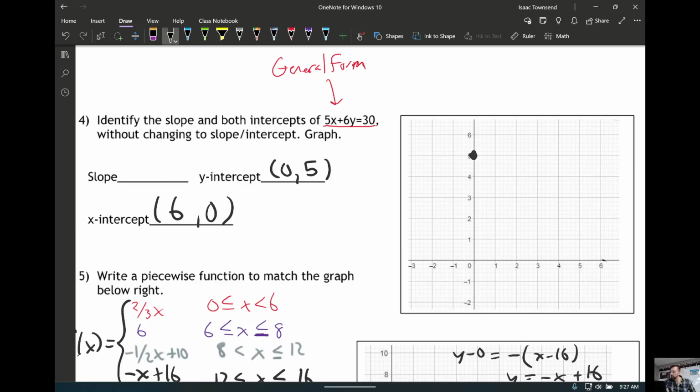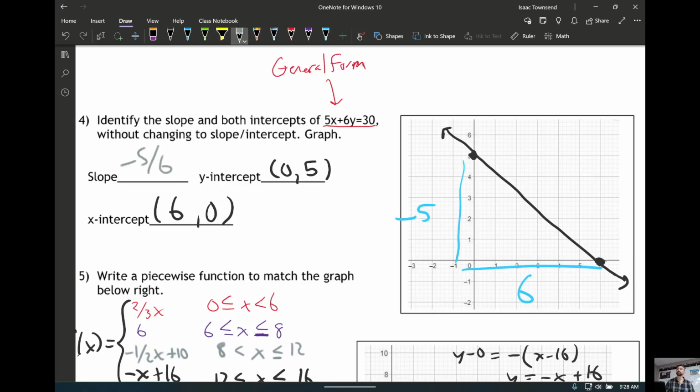But if you know 2 points, that's all you need for a linear line. And if you go ahead and graph it, then you can just count rise over run. He's going down 5 to go right 6, so his slope would be negative 5/6. But you would not have that type of limitation on the test.